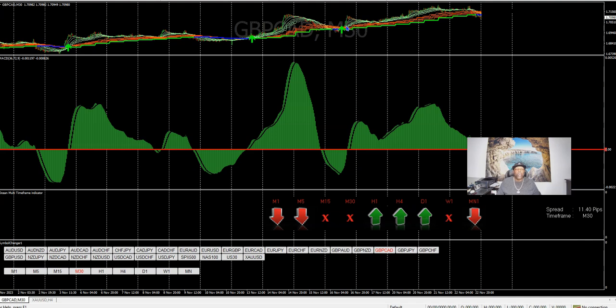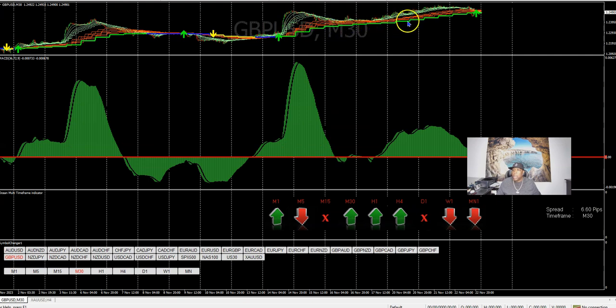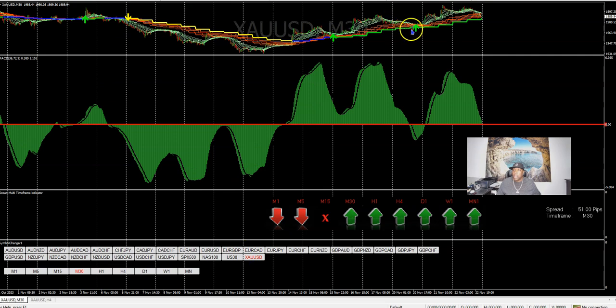Okay? So which direction was the trend going? Clearly on GBP CAD, it was heading up. On GBP USD, which way was it going? Up. On gold, which way was it going? Up. See, this is why I used the ocean wave. No brainer, nothing to think about. It told me exactly what I needed to do.